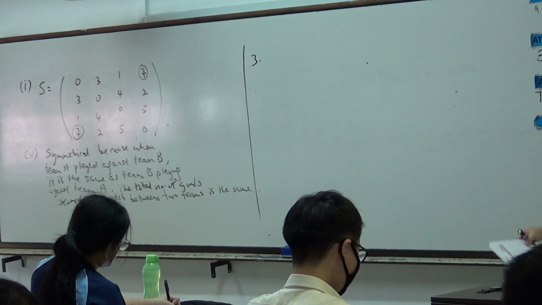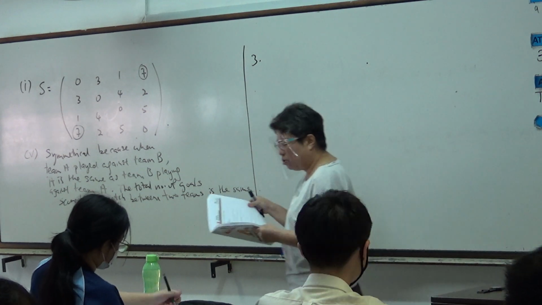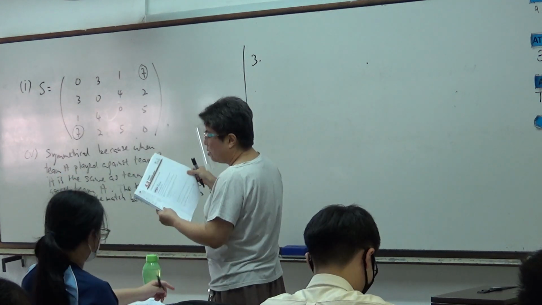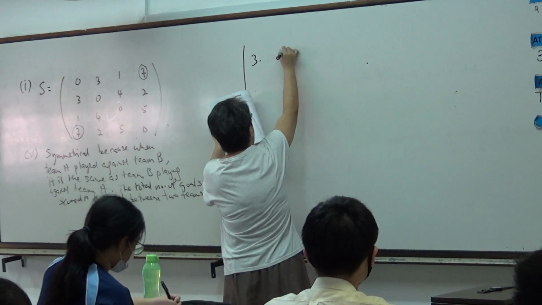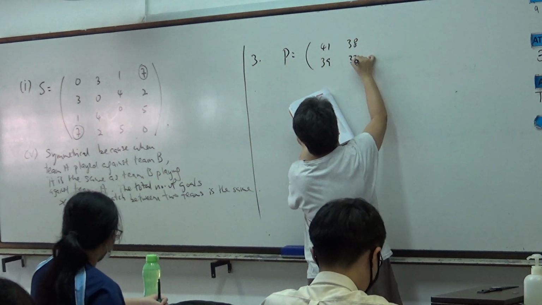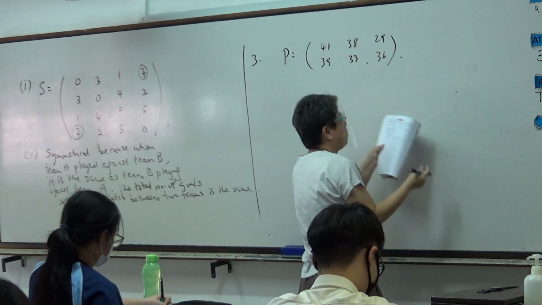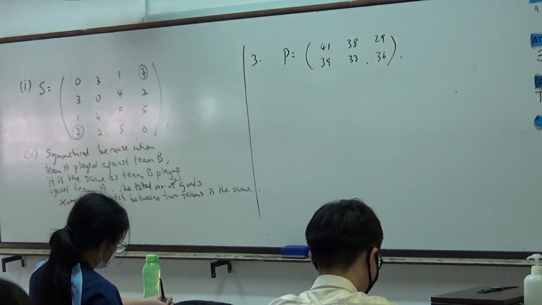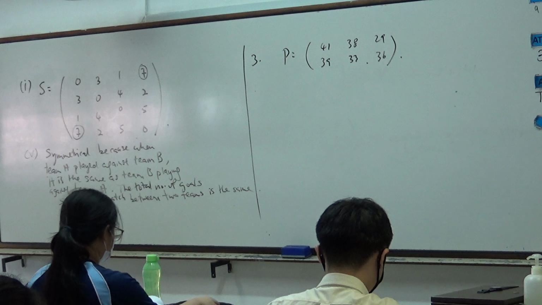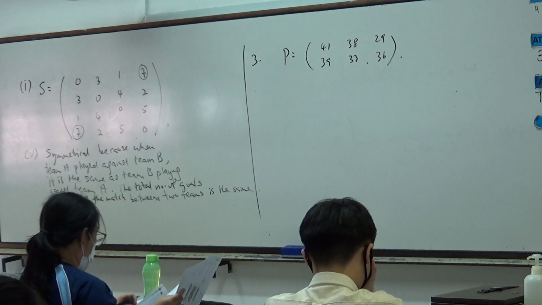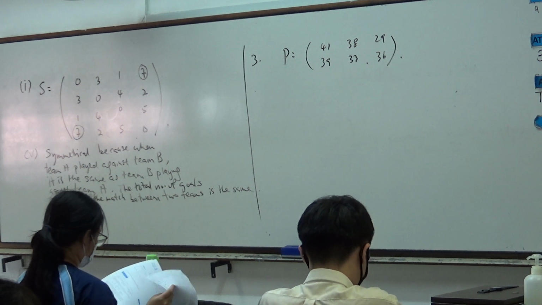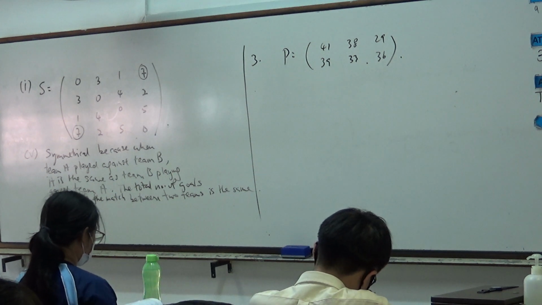The marks of a mathematics test and an English test for 3 students are shown in the matrix P. The total possible score for each test is 50 marks. So, the first one, P, is this: 41, 39, 38, 33, 29, and 36. Now, I think you know what the entries are. The first one, 41, is Nora's score for mathematics. Understand? The second one is Shirley's score for mathematics, and so on. Everybody okay?